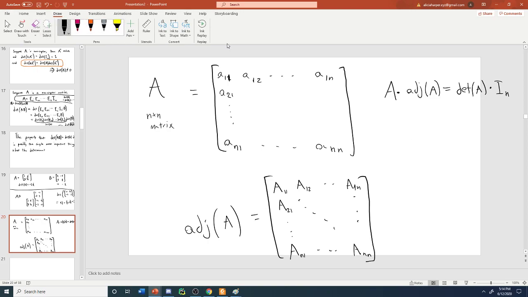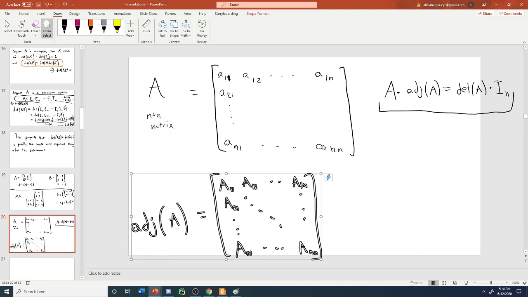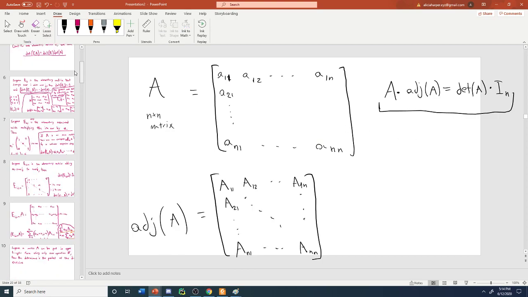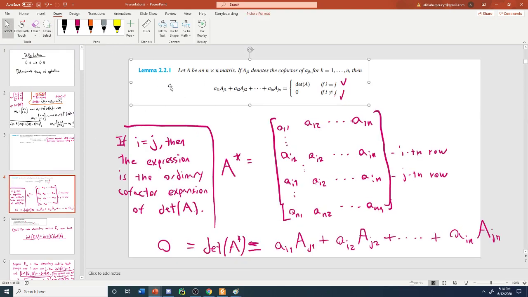So I want to verify this identity to begin with, and then we'll look at some applications of it. To verify this identity, what we can do is appeal to the thing we started today with, the original results, namely the fact of lemma 2.21.